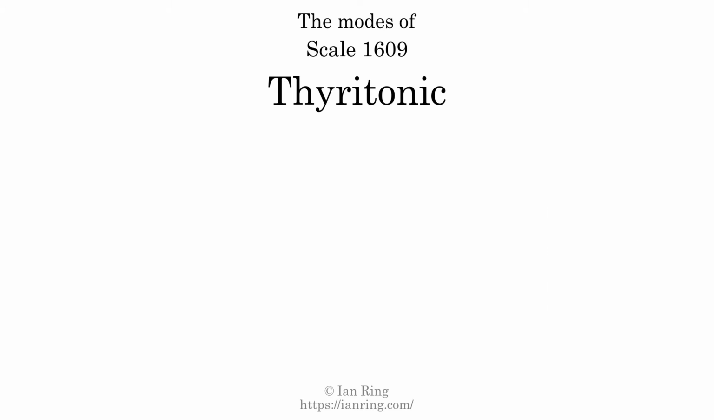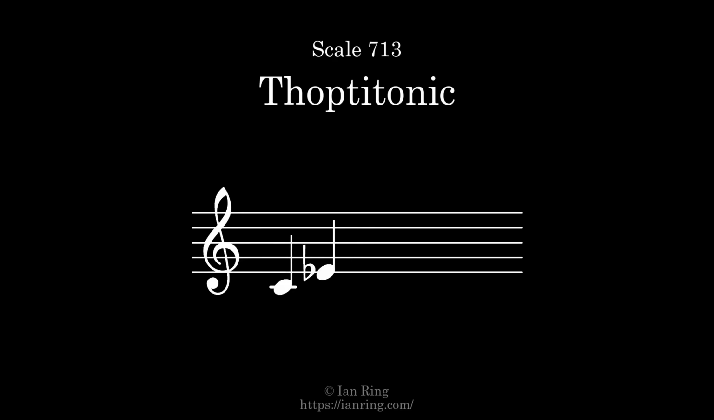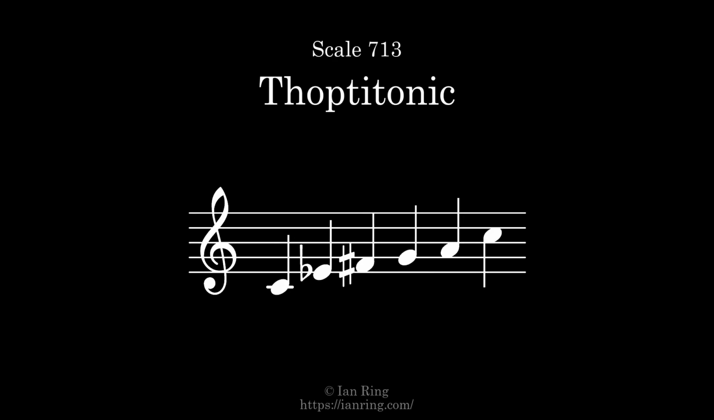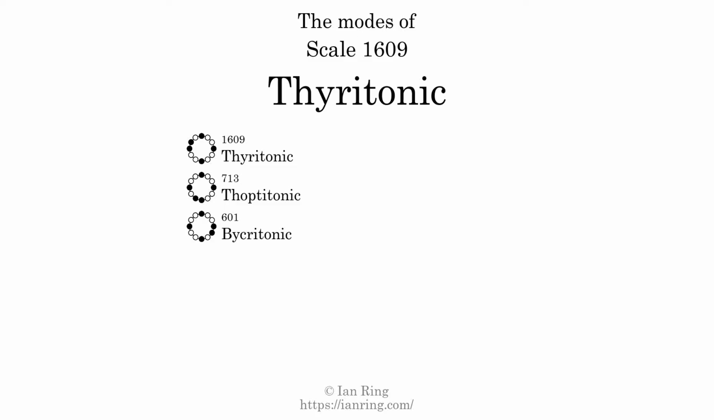This scale has 5 modes. The first mode is itself. The second mode is scale 713, also known as Thyritonic. It sounds like this. The third mode is scale 601, also known as bicrytonic. It sounds like this.